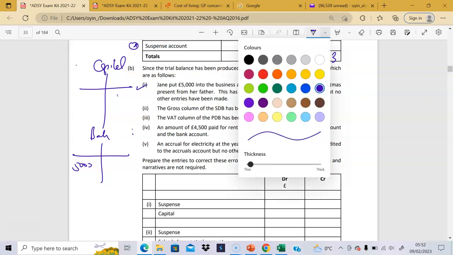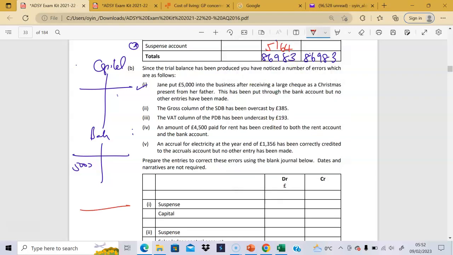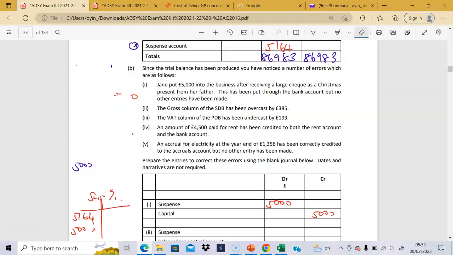So what she should now do is to open up the suspense account. The suspense account's there, and that's what you're seeing right there. That's the 5164 that's sitting in there. So when she fixes the capital account by putting in 5,000, she should debit the suspense account with 5,000. So we should have debit the suspense account 5,000, credit capital 5,000, and that's how you deal with that one, right? So just to give me space, I'm going to do the next one here as well.